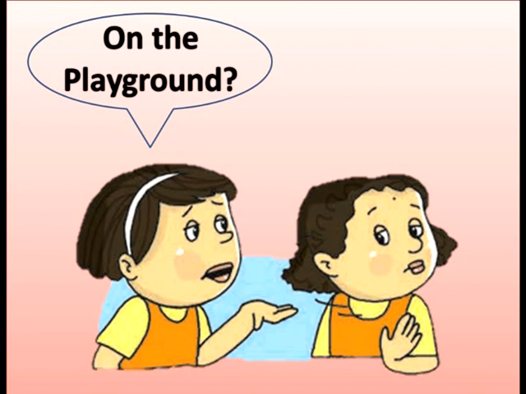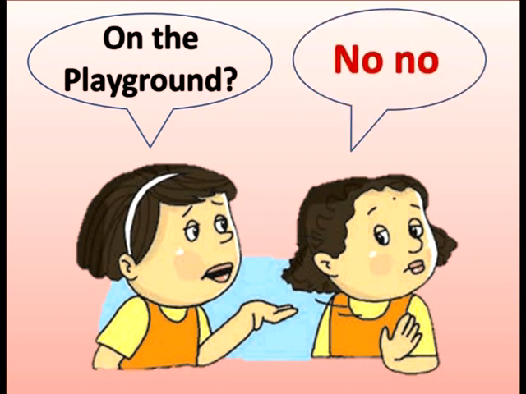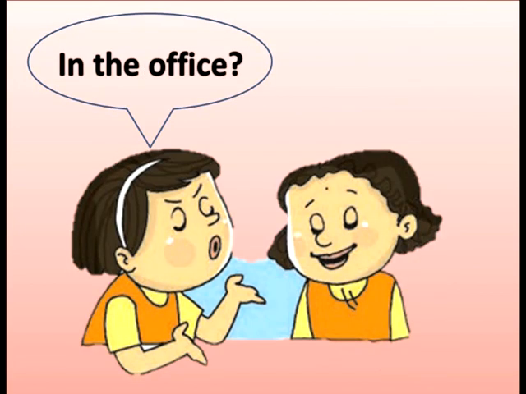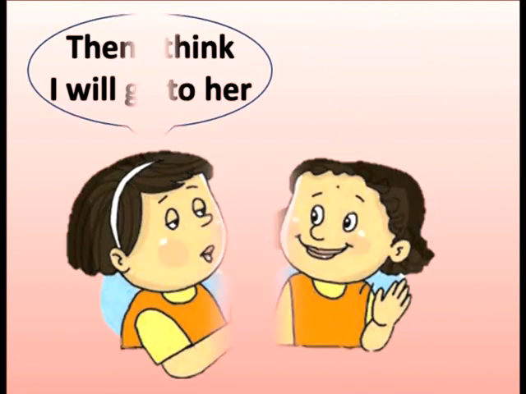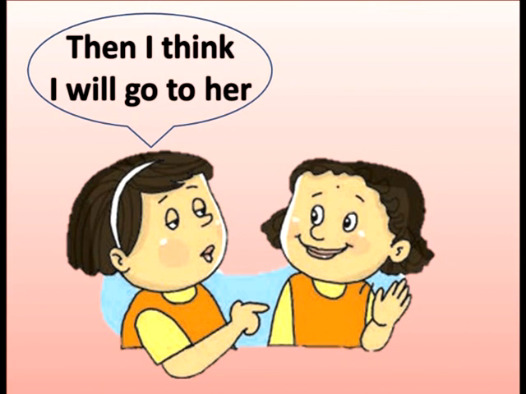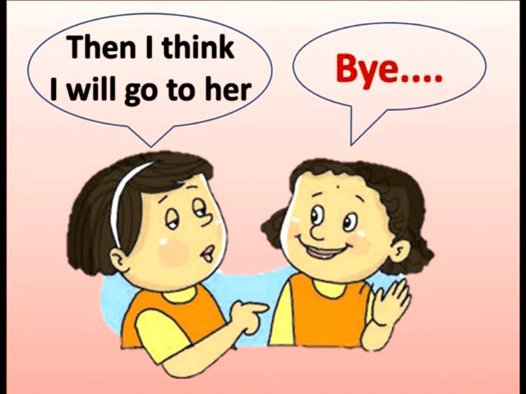Namita acted like this. She wants to say no, no. In the office. Namita smiled. It means yes. Then I think I will go to her. Namita says in acting, bye.